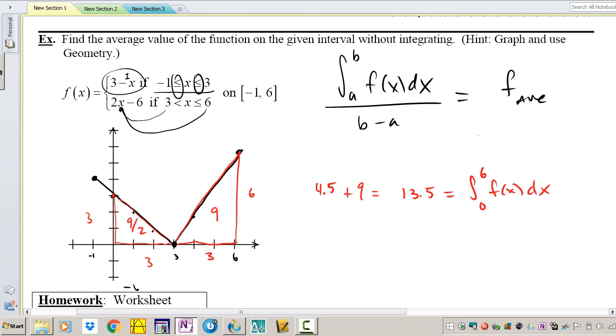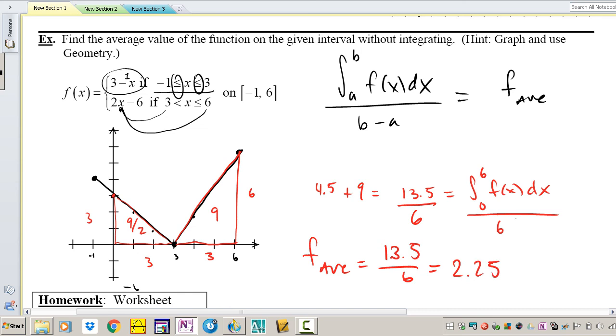Now, how do I find the average value? How do I make this integral an average value? I divide it by the base from 0 to 6. So 6 minus 0, which is simply just 6. So simply I get this 13.5 and divide by 6, and I have my average value. And that is 13.5 over 6. Using a calculator, I'll go ahead and give you that in decimal. 2.25. That is my average value.